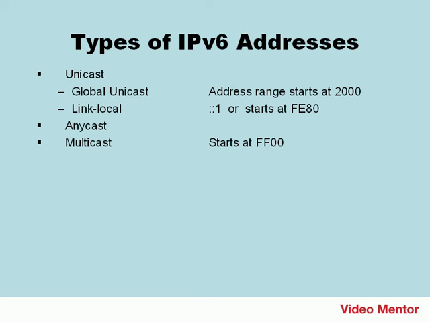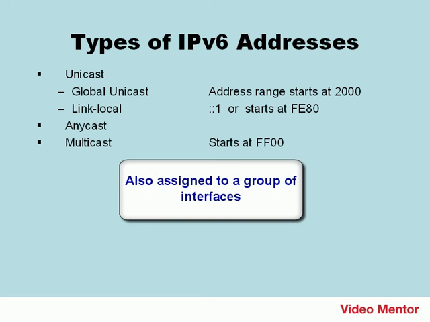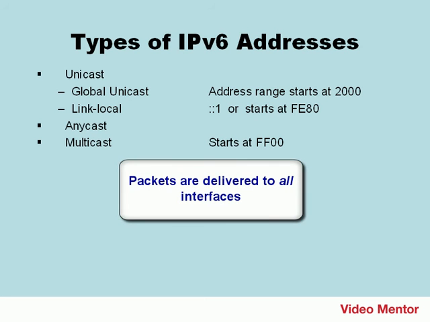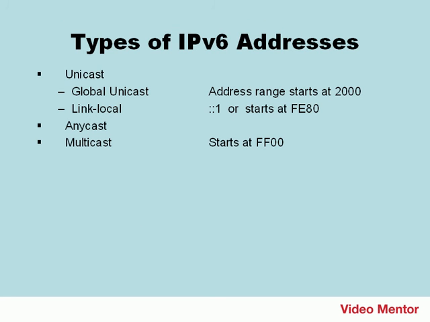And we have multicast. Multicast addresses are assigned to a group of interfaces as well, like Anycast addresses. And also, these interfaces are most likely on separate hosts. However, packets sent to this address will be delivered to all interfaces in the group. These are similar to older IPv4 broadcast addresses. However, multicast addresses do not suffer from broadcast storms the way IPv4 addresses do.